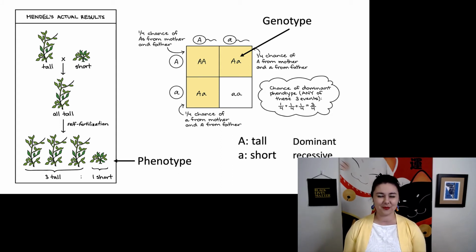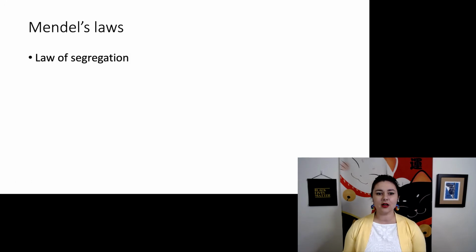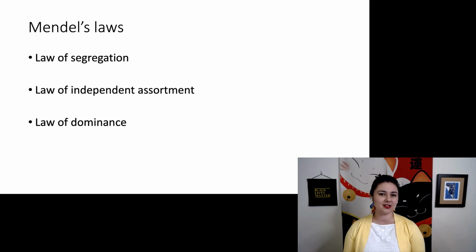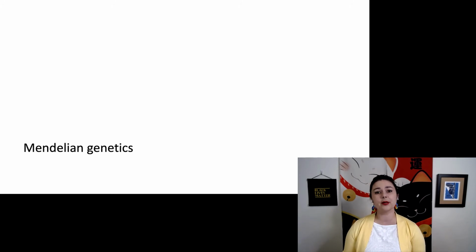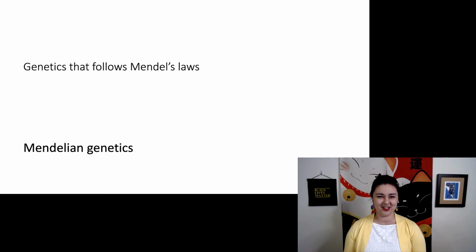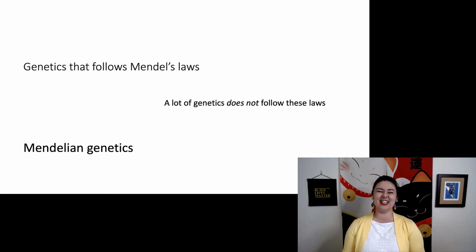So again, Mendel has 3 laws: the law of segregation, the law of independent assortment, and the law of dominance. The law of segregation means that alleles are independent of each other. Law of independent assortment, that's talking about chromosomes, how chromosomes are independent of one another. And lastly, the law of dominance states that some alleles will mask others. So again, here we've been talking about Mendelian genetics, and that just means any genetics that follow Mendel's laws. Of course, there's actually a lot of genetics that doesn't follow these laws at all.